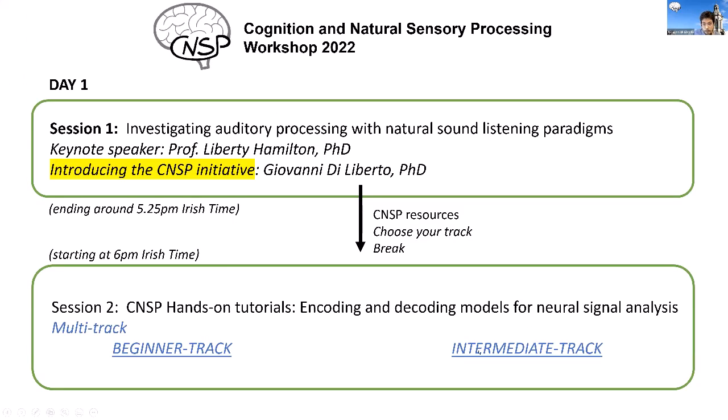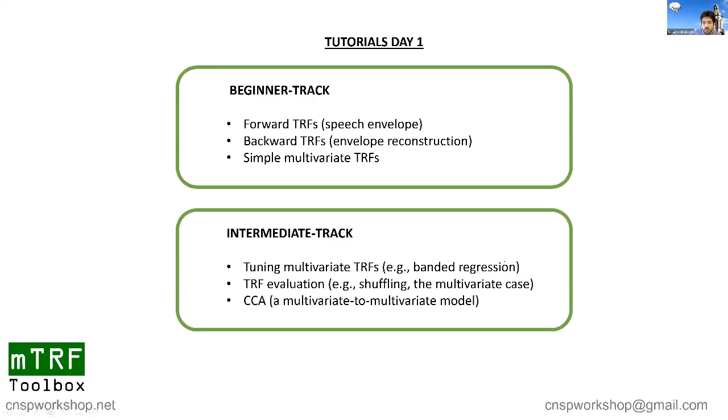So we are getting to the end of session 1, and my point is also to prepare you for session 2. So basically in session 2, there are going to be 2 tracks. There is going to be a beginner track, and there is going to be an intermediate track. So the beginner track is going to cover forward TRFs, backward TRFs, and depending on time, also simple multivariate temporal response functions. And Mick will guide that track. And then we'll have the intermediate track, where we will talk about tuning multivariate temporal response functions, and so banded regression, for example.